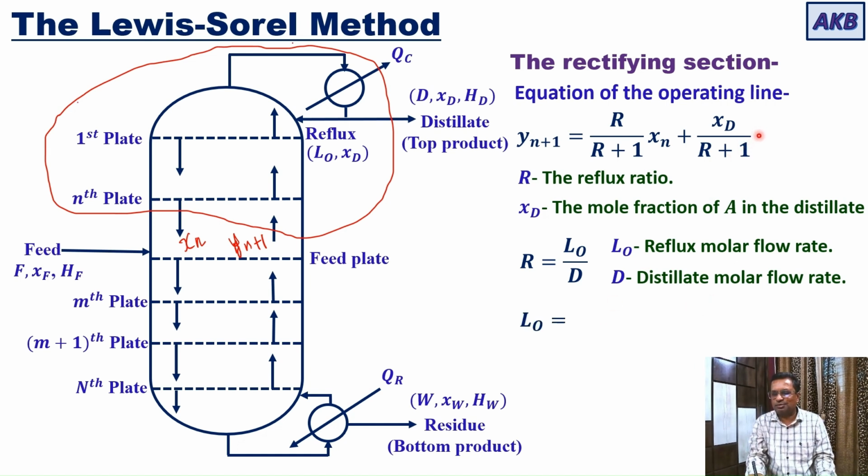And you must be remembering, while getting this equation, we made an assumption of equimolar overflow, which is nothing but the liquid molar flow rate being the same for all the plates. That is, L0 is equal to L1, that is equal to L2, that is equal to Ln. So L1 represents the liquid molar flow rate leaving stage 1, L2 the liquid molar flow rate leaving stage 2, and so on. In general, Ln is the liquid molar flow rate leaving the nth plate. This is one of the simplifying assumptions of the McCabe-Thiele method, and we are going to use the same in the Lewis-Sorel method as well.